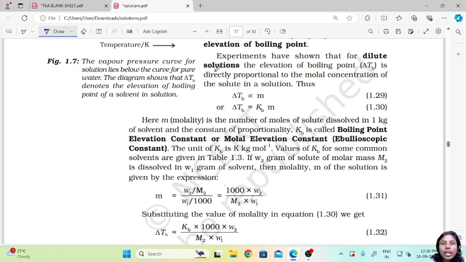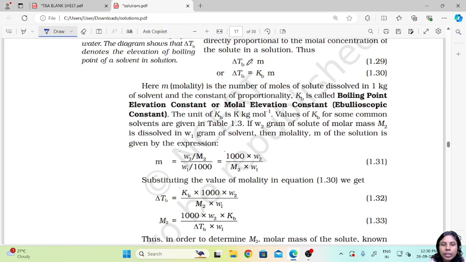So through experiments we have found that for dilute solutions, delta TB is directly proportional to the molar concentration of the solute present in the solution. So we can write delta TB is directly proportional to m, the molar concentration of the solute in a solution. Now we can remove this proportionality sign and put a proportionality constant, that is Kb into m.